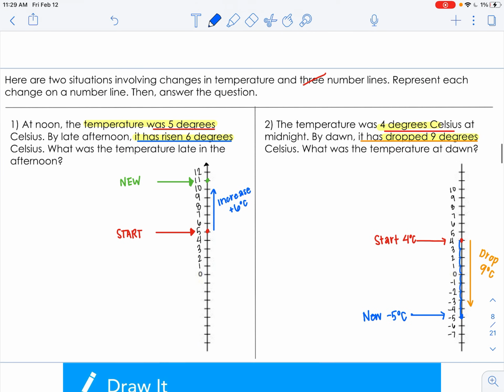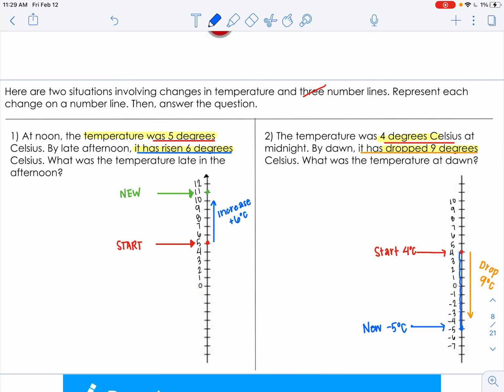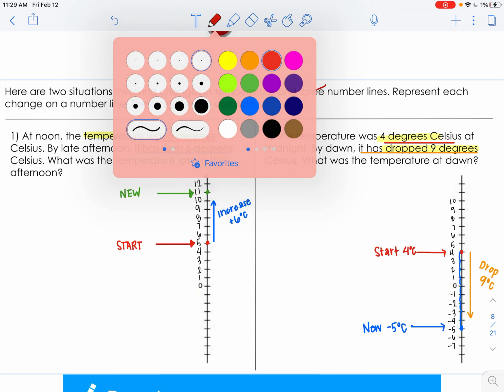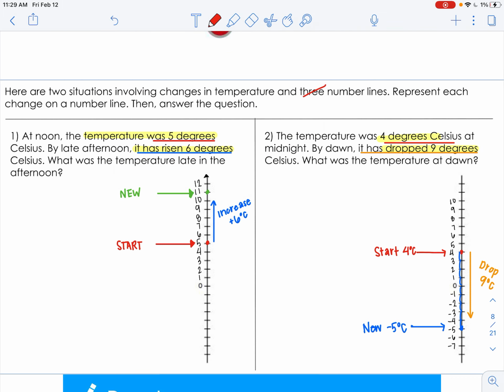You have a similar question here in 1 and 2, which you can click to on your Nearpod to give a try. It says here are two situations involving changes in temperature and two number lines. Represent each change on a number line and then answer the question. Question 1 says, at noon, the temperature was 5 degrees Celsius. By late afternoon, it had risen 6 degrees Celsius. What is the temperature in late afternoon? You can see that I've already written in the starting temperature, 5 degrees, the increase of 6 degrees, and the new temperature of 11 degrees.